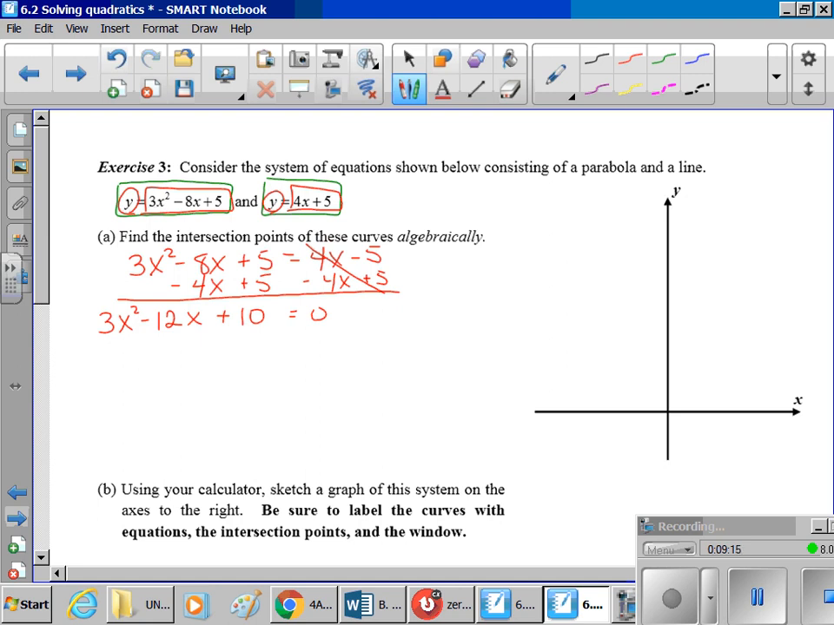So we're going to factor this. Now I see a 3 and a 12. I get all excited thinking I can pull a 3 out, but the 10 doesn't go evenly into 3, so I can't. So I have to move right into factoring.